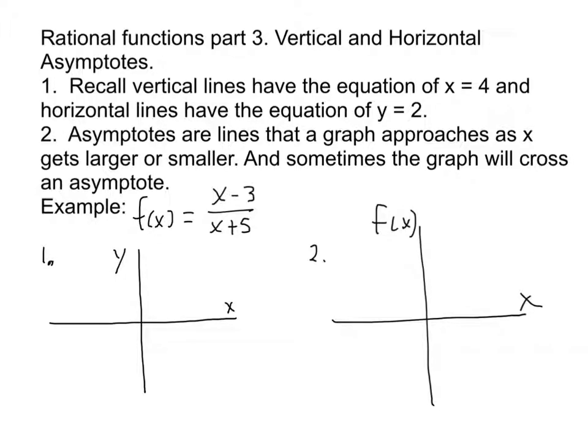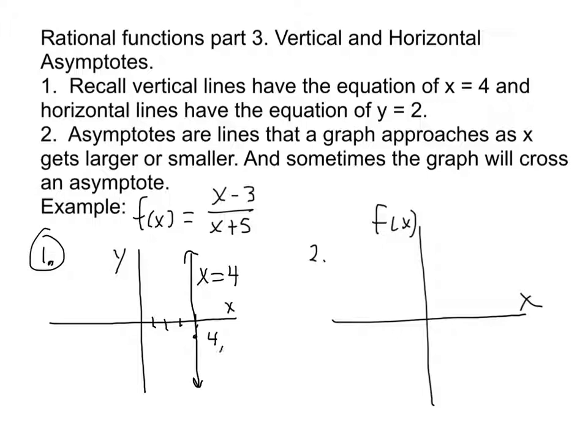Rational functions, part 3, vertical and horizontal asymptotes. Recall that vertical lines have the equation of x equaling 4 and horizontal lines have the equation of y equaling 2. If I was to graph that in graph 1 over here, x equaling 4, 1, 2, 3, 4, I would have a vertical line right there, x equaling 4, where every point on that line has an x-coordinate of 4.